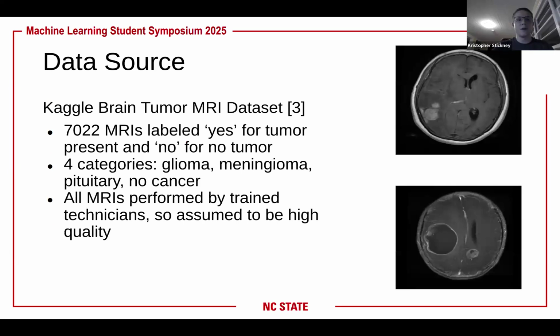Our data source is 2 Kaggle brain tumor MRI datasets that we actually merged into one. There are 7,000 MRIs that are labeled yes and no, and there were some that also were different categories, but we are just doing a binary classification. So we just put those into the yes or no category, and we assume these MRIs to be correct since they were performed by trained technicians.